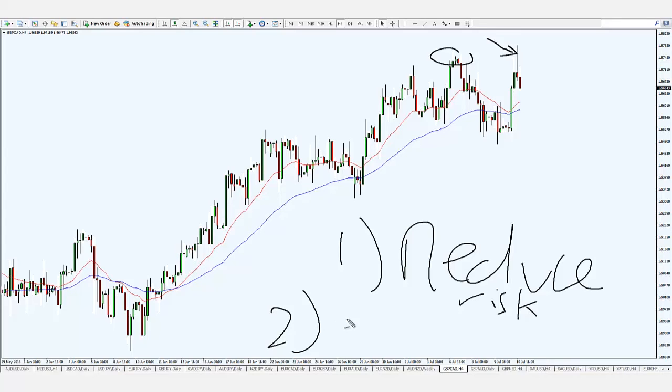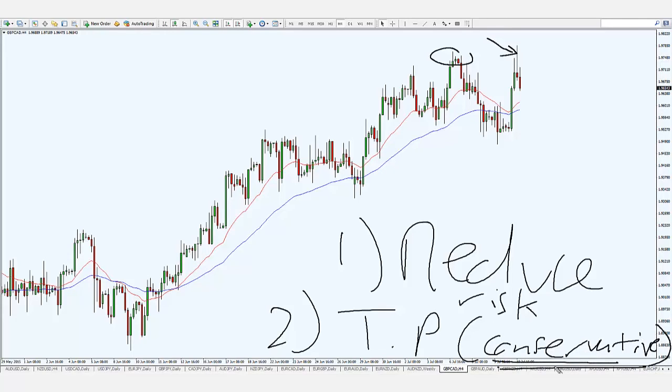So what should I write? TP, then I put bracket conservative. Hopefully my handwriting makes you understand what I'm actually writing, right? So conservative take profit target. So say for example, you went short on this rejection of higher prices, you went short on this bearish reversal pattern.